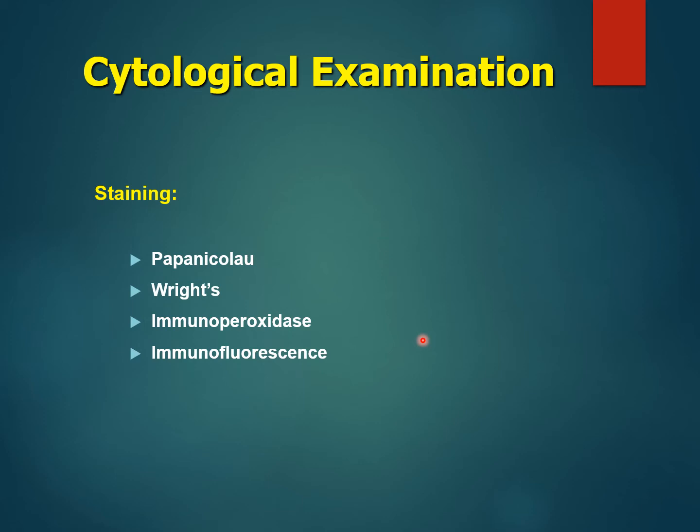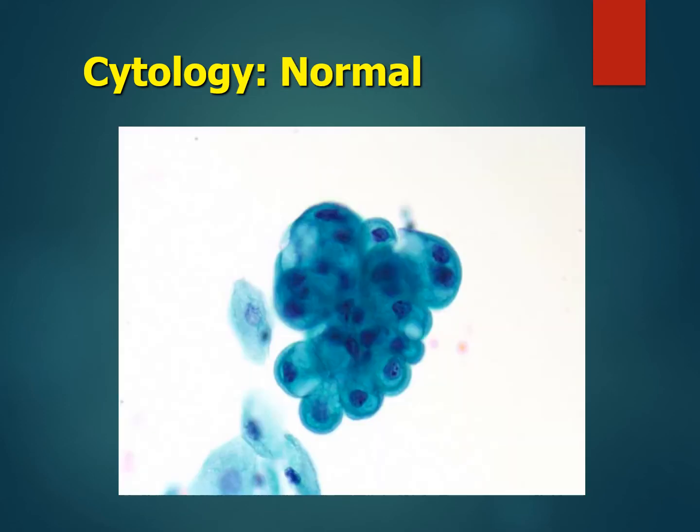We can see the cells in the cytological examination of the urine. Papanicolaou stain, Wright stain, immunoperoxidase stain, or immunofluorescence stains. Those are the stains which could stain the urine. Very precious, the urine, really.